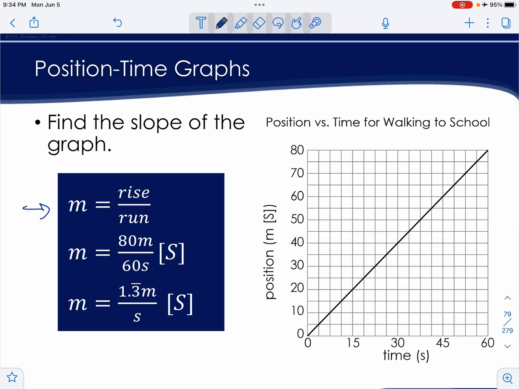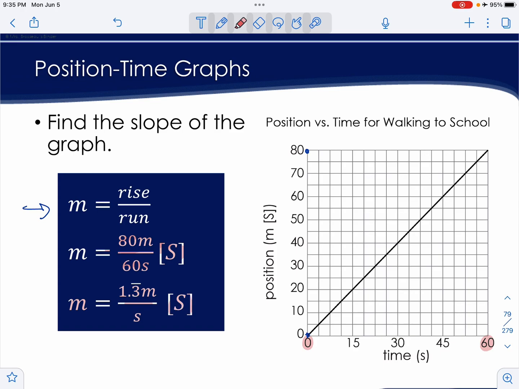That's right here. And what is the rise? It's going from 0 to 80, right? So the rise is 80 meters, as shown here. And then what's the run? The run is going from 0 to 60 seconds. So the run would be 60 seconds. Now include the units. So we have 80 meters south over 60 seconds. If we multiply that out, we get the slope of this line is 1.3 meters per second south.